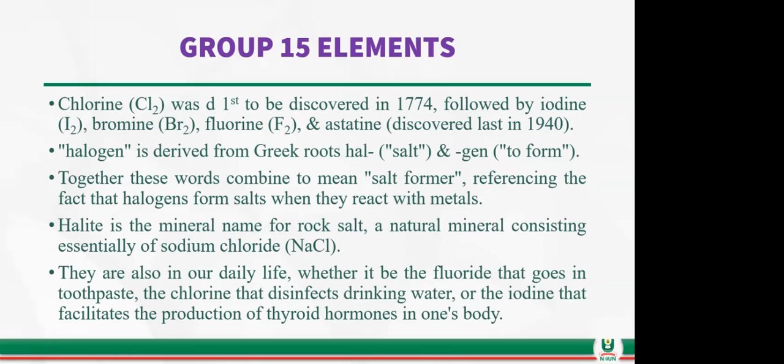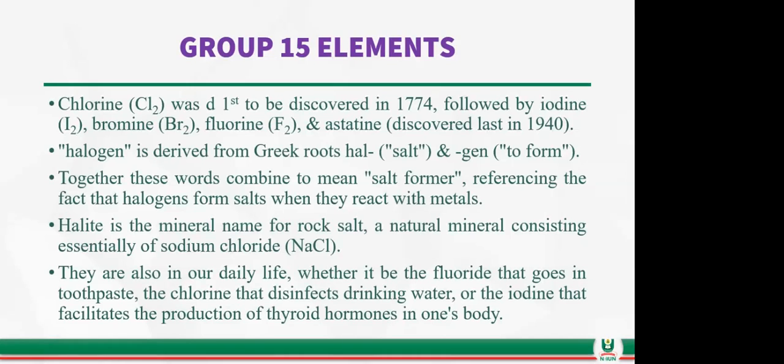Chlorine was actually the first among all these elements of Group 17 to be discovered. The general name of Group 17 is halogens. Chlorine was first to be discovered, specifically in 1774, followed by iodine, followed by bromine, followed by fluorine. Astatine was the last to be discovered, in the 20th century, in 1940.